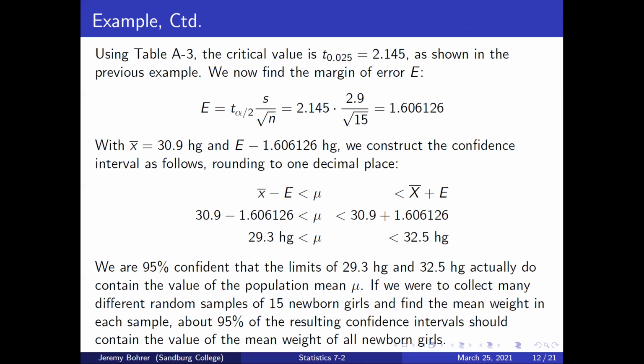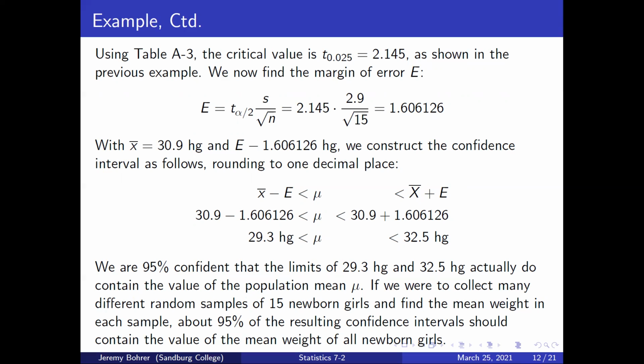Using table A3, the critical value of t sub 0.025 equals 2.145, as shown in the previous example. We now find the margin of error E. E equals t sub alpha over 2 times s over the square root of n, which is 2.145 times 2.9 over the square root of 15, which is equal to 1.606126. With x bar equals 30.9 hectograms and E equals 1.606126 hectograms, we construct the confidence interval as follows, rounding to 1 decimal place.